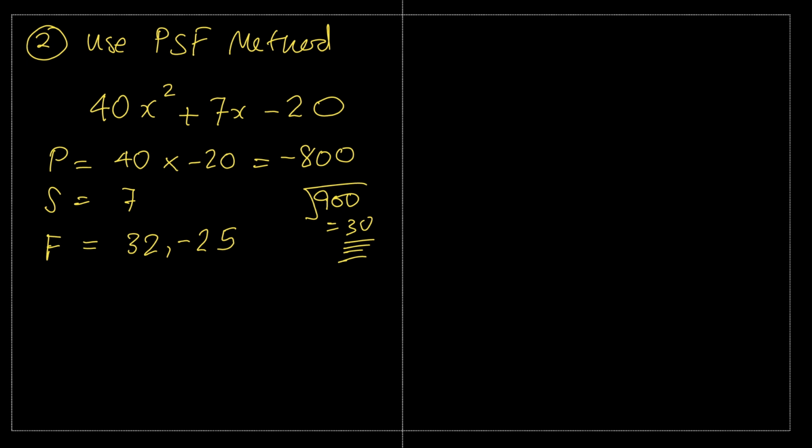And you can check that that works. If you add those two together, you get +7. You multiply them together, you get -800. And that's actually the most tricky bit. That's the hard part for these ones. The rest is just automatic writing.